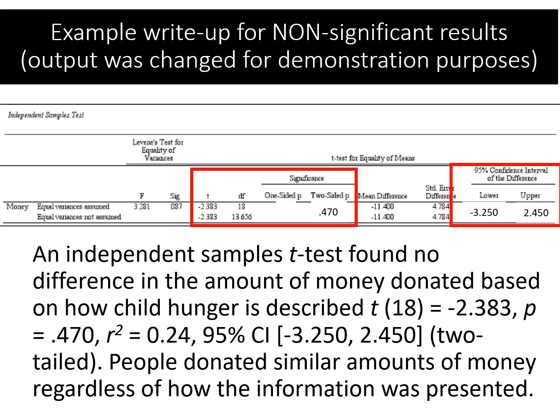So this is an example on this slide. An independent samples t-test found no difference in the amount of money donated based on how child hunger is described. t, degrees of freedom, t obtained value, p-value, r squared, or you could have your effect size, the confidence interval, and you'd write it's two-tailed. People donated similar amounts of money regardless of how the information was presented. So again, putting it into what does this mean words in a very succinct manner.